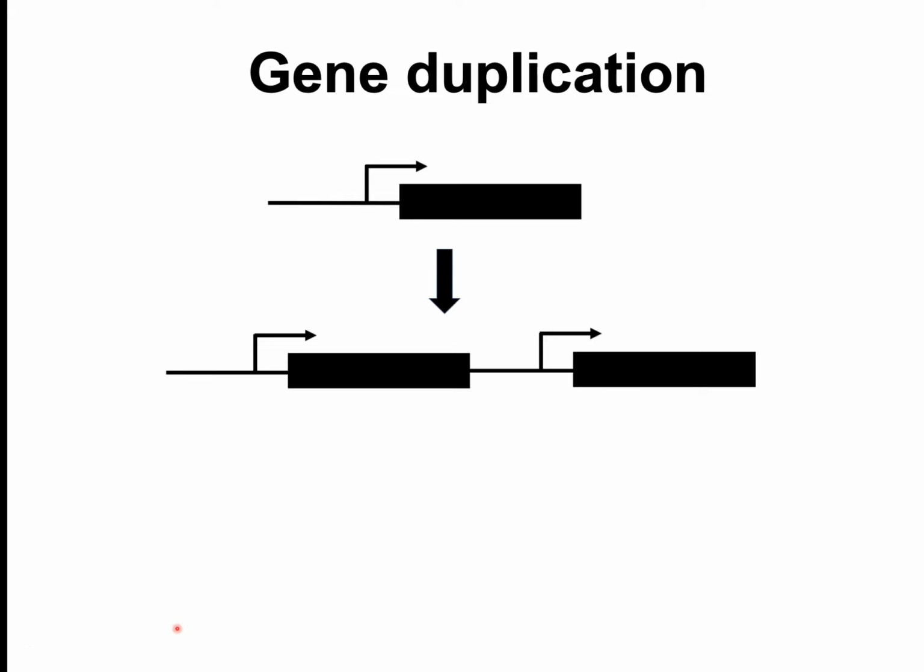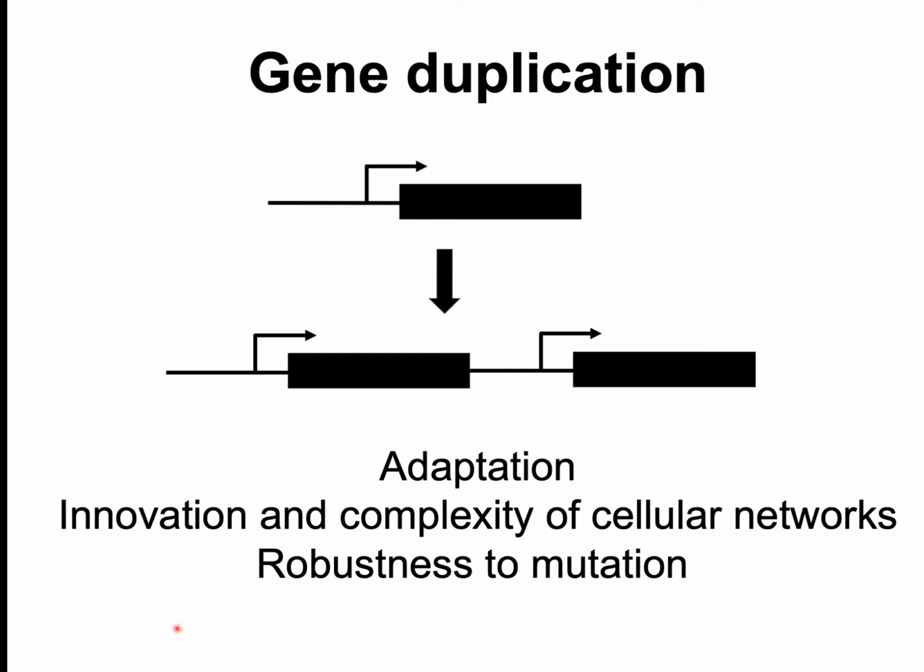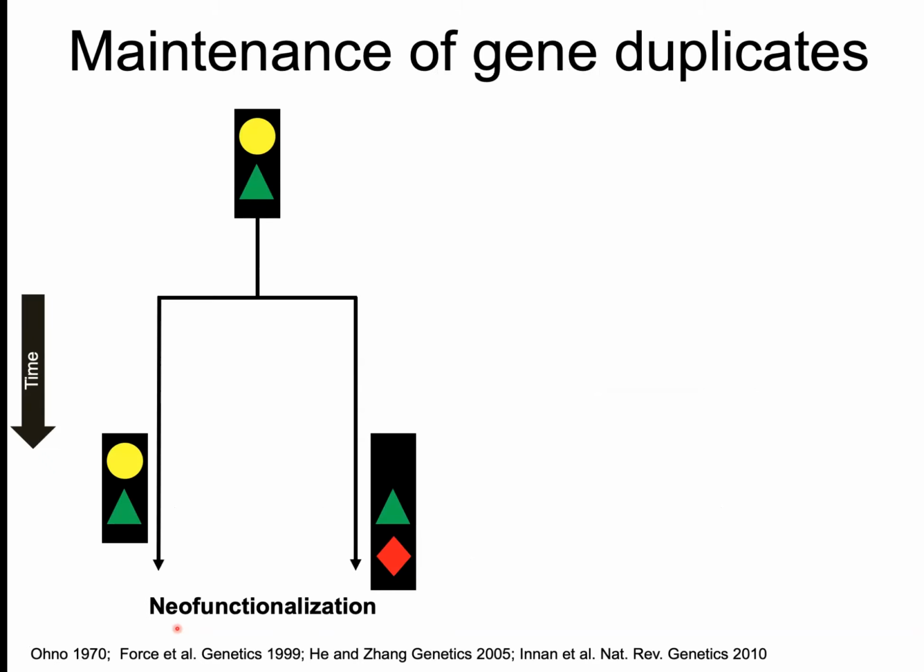Gene duplication is one of the most important changes that can occur in a genome during evolution. It is known to drive adaptation, to have contributed to innovation and to the complexity of cellular networks, and it makes cells robust to mutations. For the past 50 years, a lot of attention has been dedicated to explaining why gene duplicates are maintained on the long term if they are initially redundant.